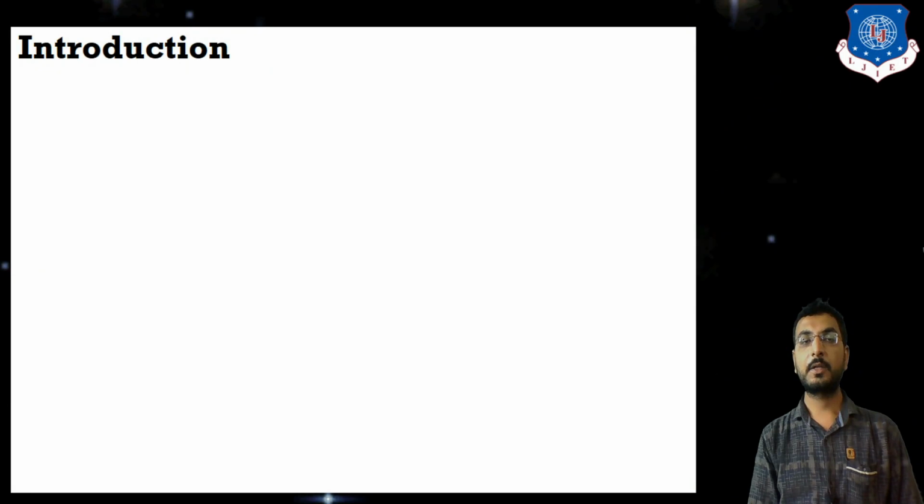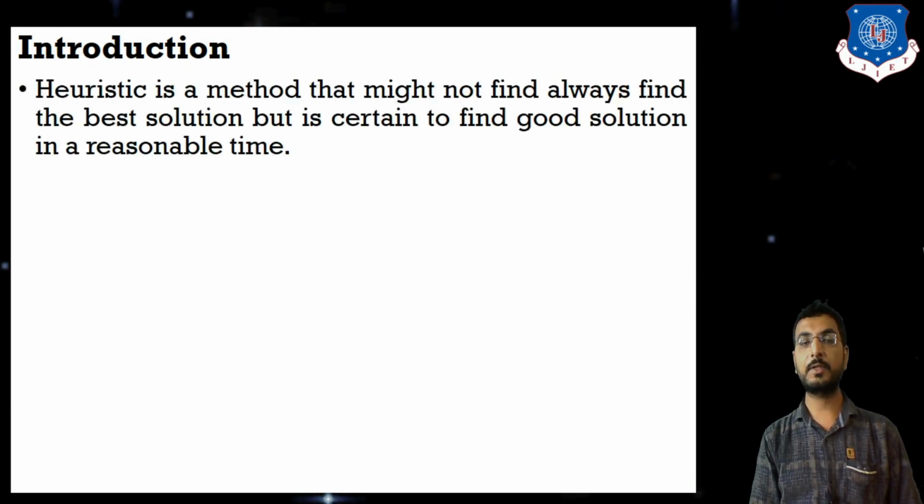See, let us start with the introduction of heuristic search technique. So heuristic is a method that might not always find the best solution, but it is certain to find a good solution in reasonable time. So it may be possible that heuristic search may not always find the best solution, but it generally finds a good solution in a reasonable time. That is called as heuristic function.